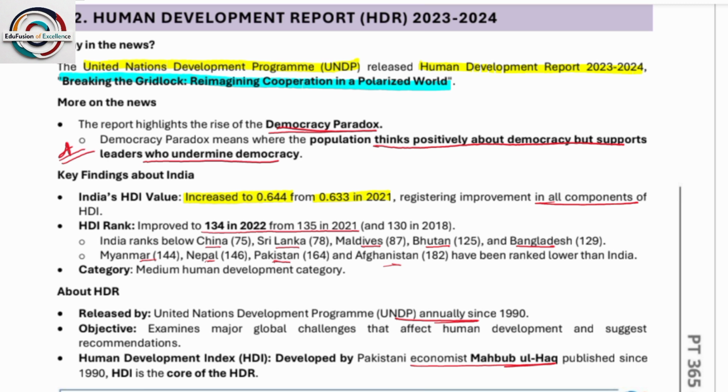Next, key findings about India: India's Human Development Index value increased from 0.633 to 0.644. These are very small changes that can be reflected. Next, the Human Development Index rank improved to 134 in 2022 from 135 in 2021. So what is the earlier rank? 135, but now the present rank is 134.